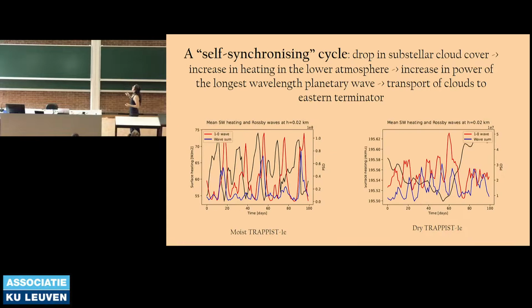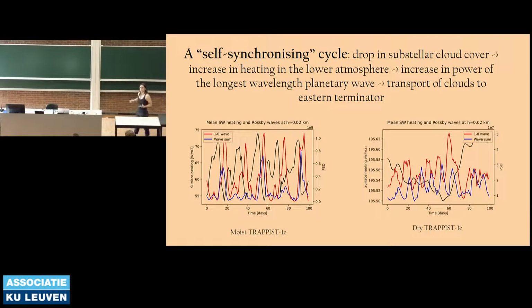And the way this all comes together is we think there's this kind of self-synchronizing feedback loop where the cloud cover drops on the day side, then the atmosphere heats up because you no longer have cloud albedo, or your cloud albedo has been reduced. There's an increase in heating in the lower atmosphere, and this increases the power of the longest wavelength planetary wave, so the biggest of our kind of rotational Rossby waves.